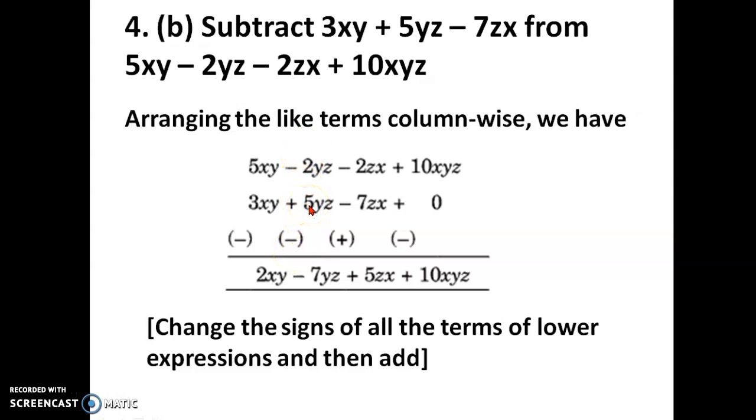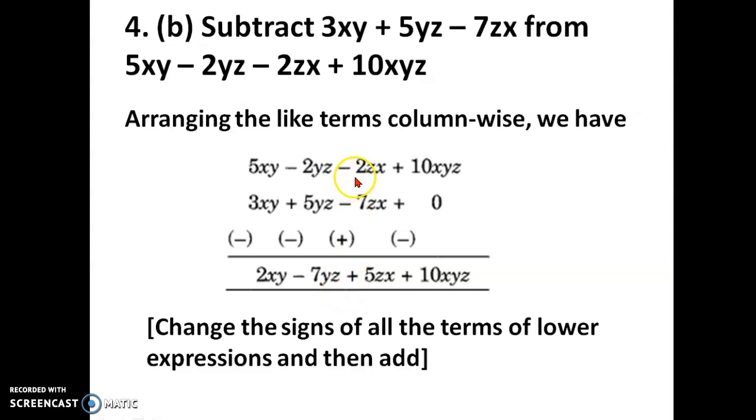So what you should do? You should put the minus sign and add the coefficient. Both are having minus sign, so put the minus sign and add the coefficient. So 2 plus 5 is 7. So you will get minus 7yz.